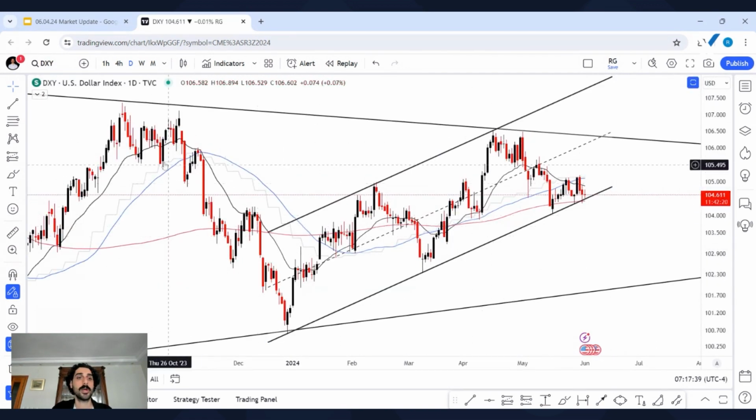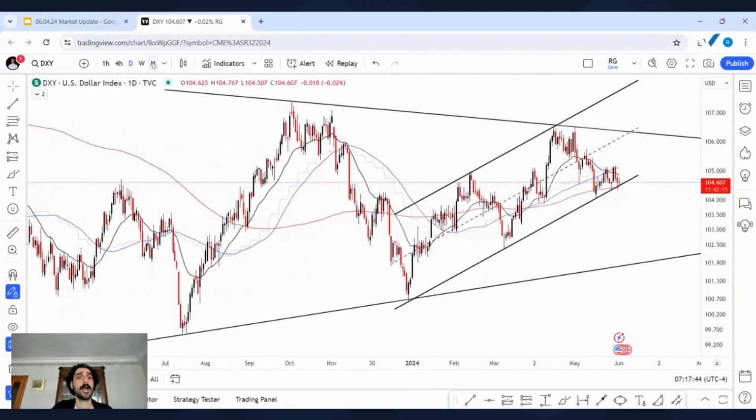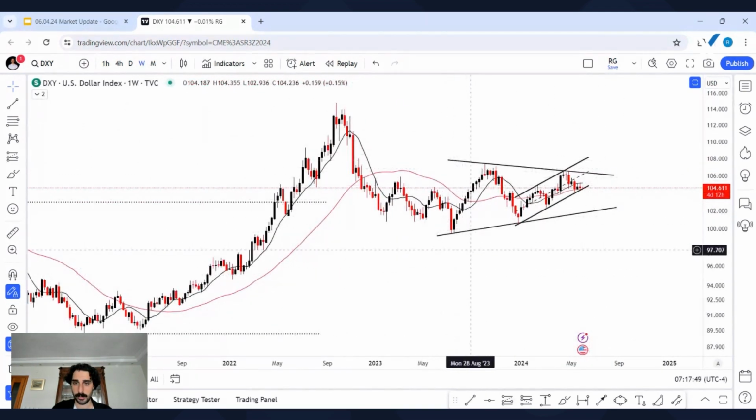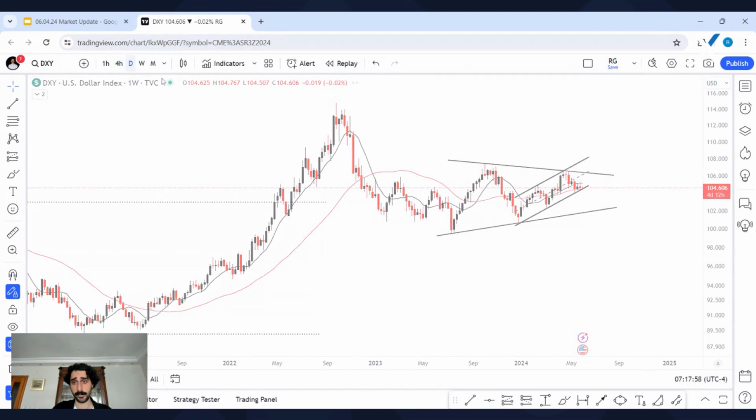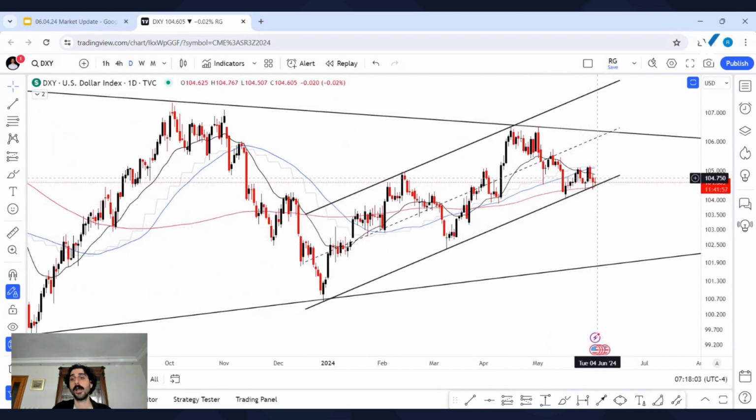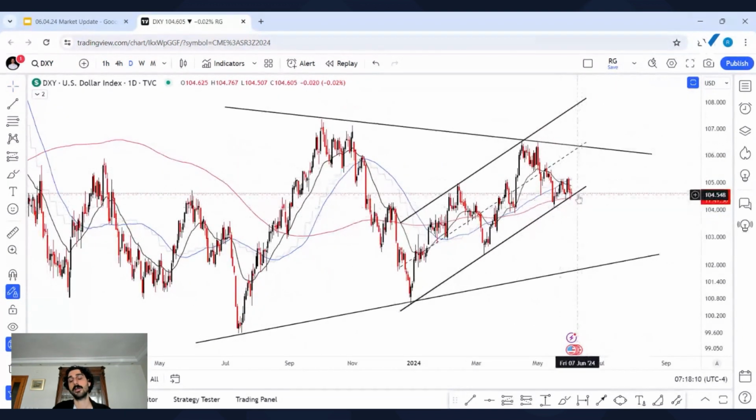And when I jump to the US dollar index, you see a similar picture. I had mentioned this symmetrical triangle that I keep monitoring on the weekly chart. As you can see, there's a symmetrical triangle establishing on the weekly chart after a downtrend. But on the daily chart, I keep monitoring this parallel channel. And if we're going to see a rejection from here, we might see a breakout from the symmetrical triangle as well.